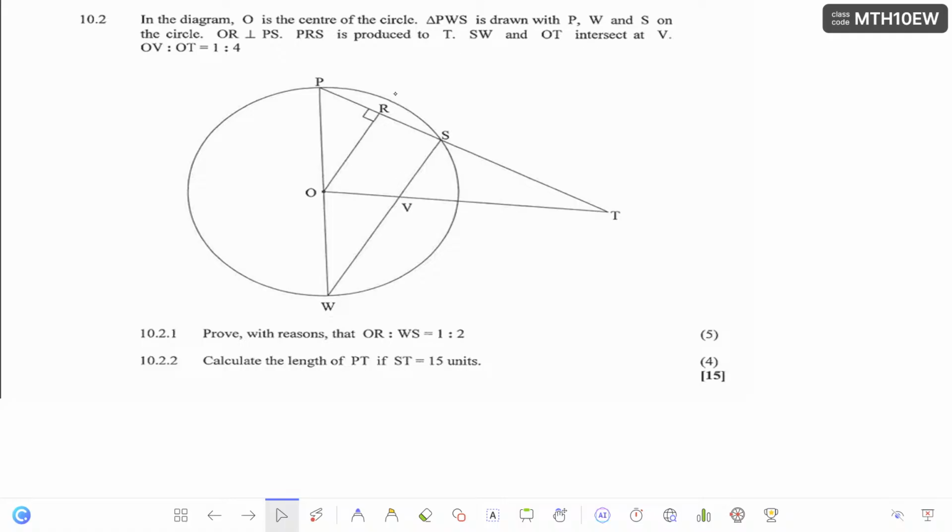And SW and OT intersect at V. Okay, you can see. So first question, they said prove with the reason that OR and WS is equals to 1 of 1. So this is the ratios. So okay, in order to prove this, we need to check something.